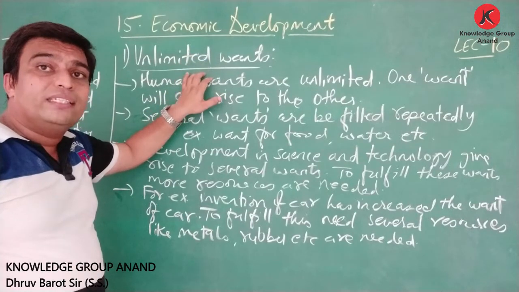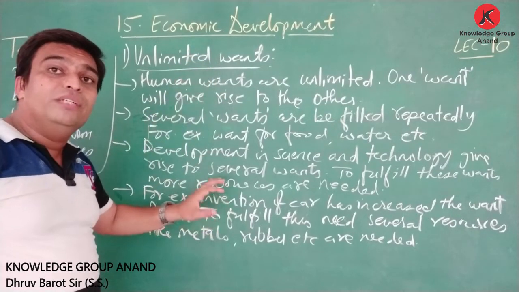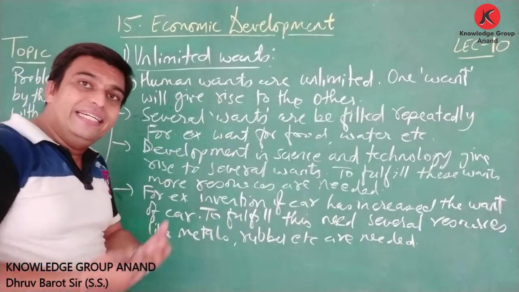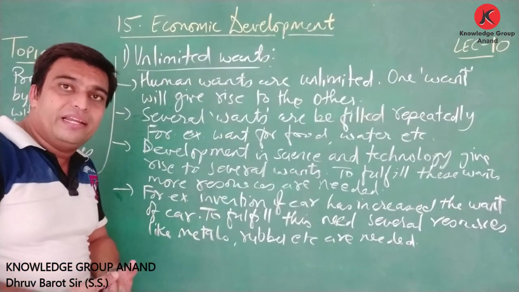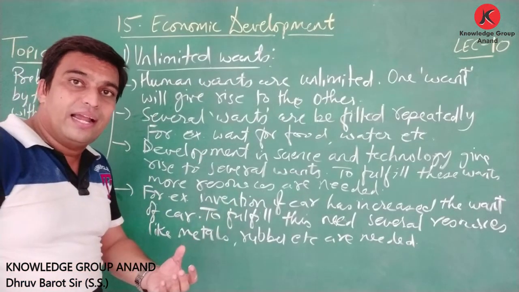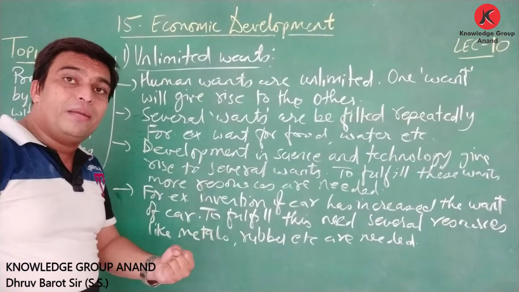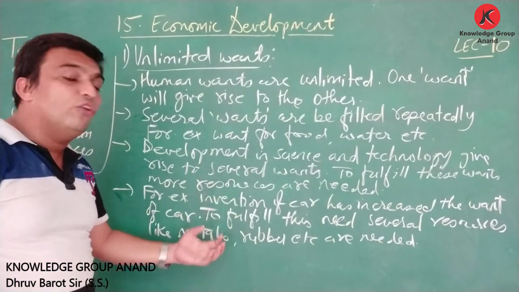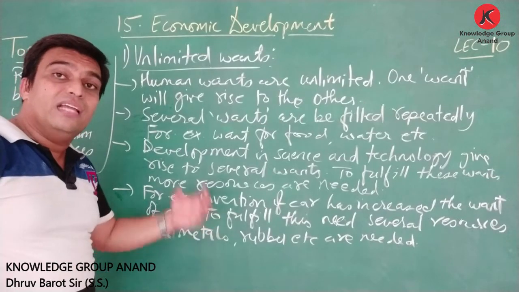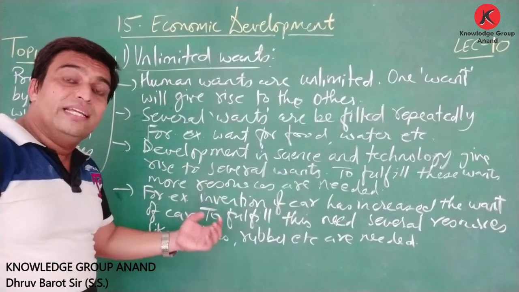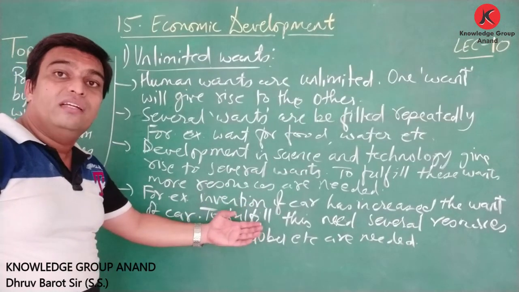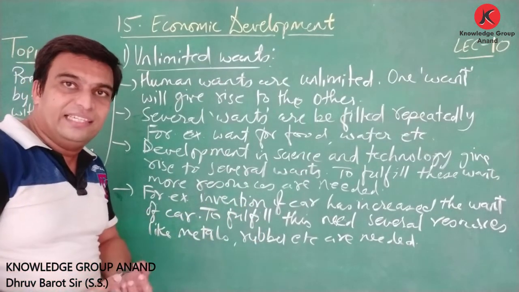Because our wants are unlimited, maximum resources are used, right? Our needs, our wants are increasing day by day. If one want is completed, another want will arise. And due to the development in science and technology, these wants are increasing day by day. A very good example is given: after the invention of the car, the want for the car increased.